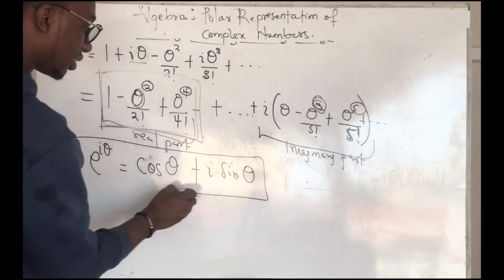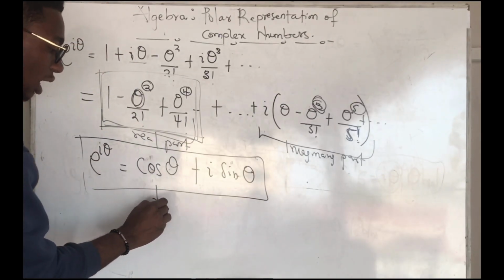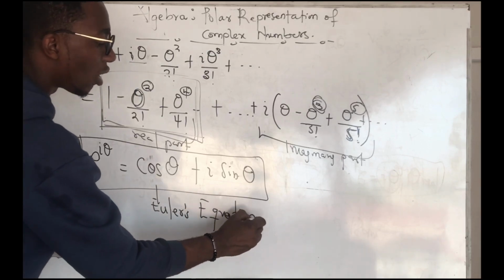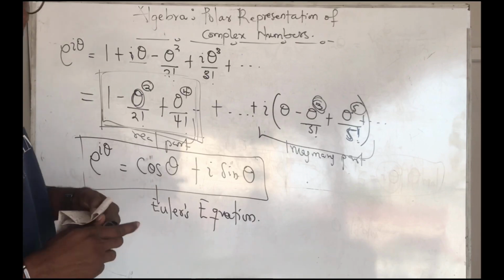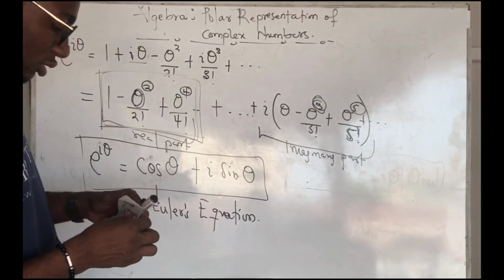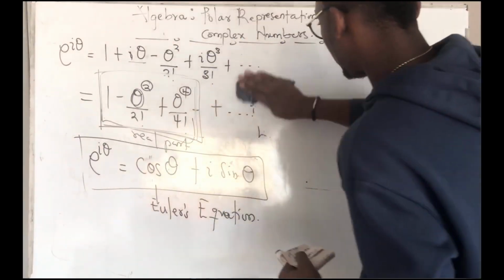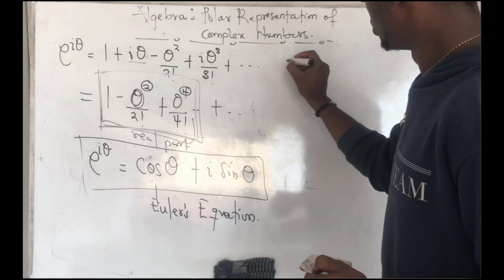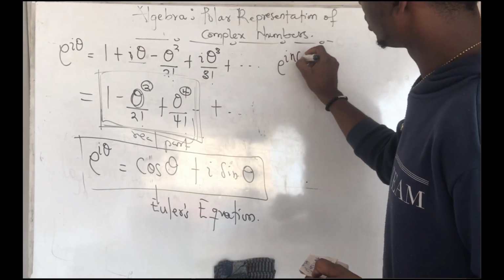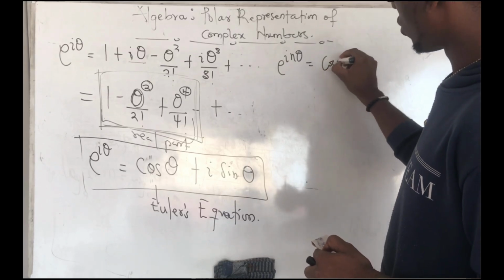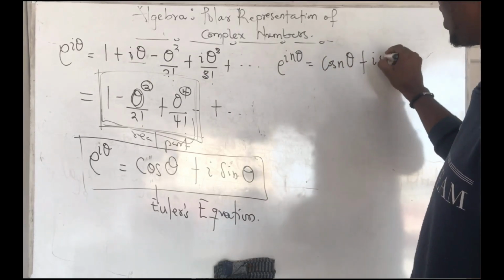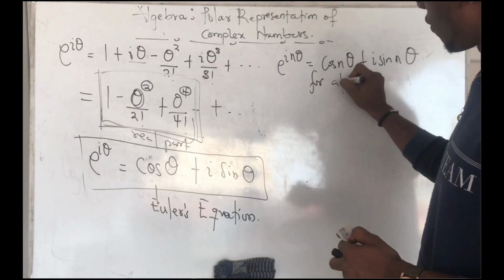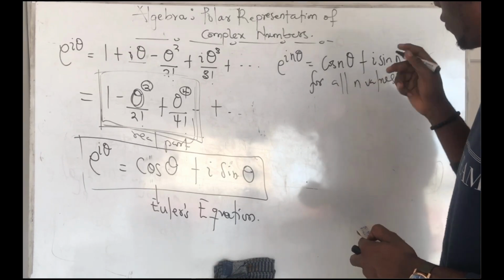And this equation here is what we call Euler's equation. So now, with Euler's equation, we can expand it and we have e to the i n theta equals cos of n theta plus i sine n theta. This is for all n values.